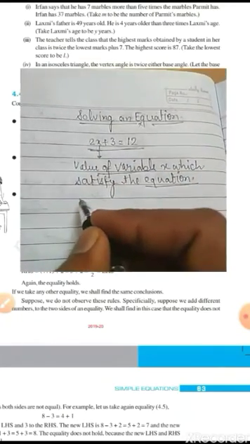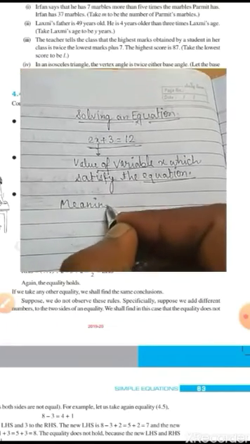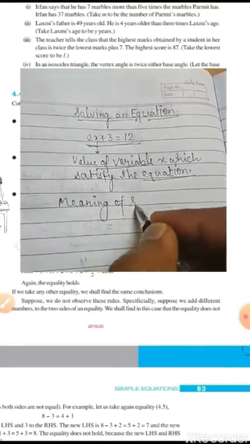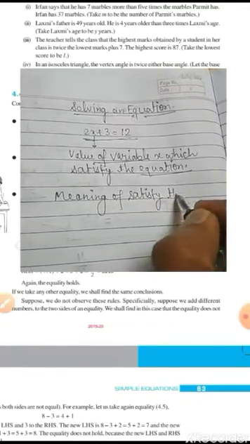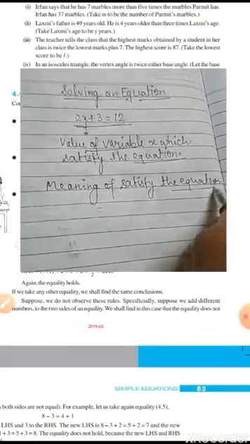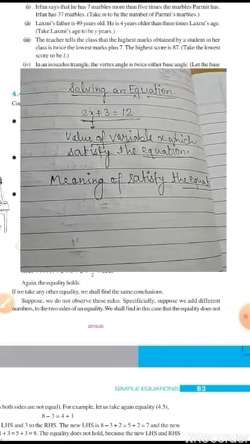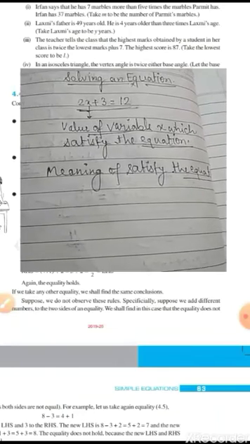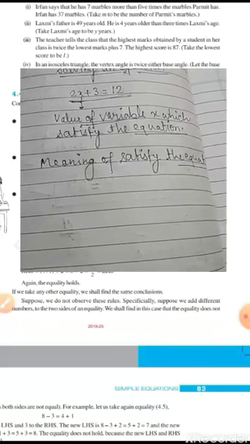What is the meaning of satisfy the equation? Meaning of satisfy the equation means if you put the value of the variable on both sides, then the value of both sides must be the same at the given value of the variable.